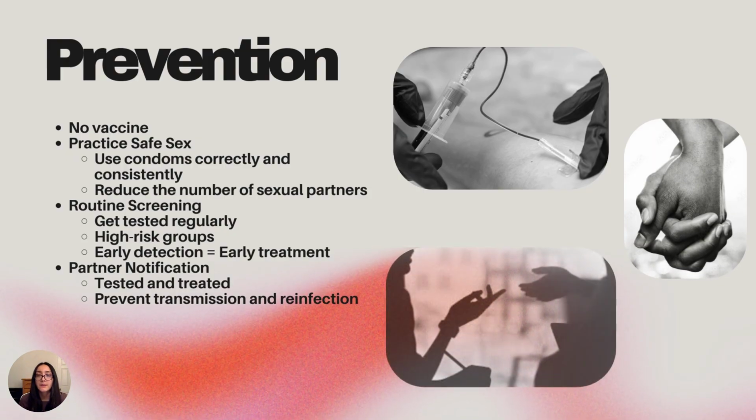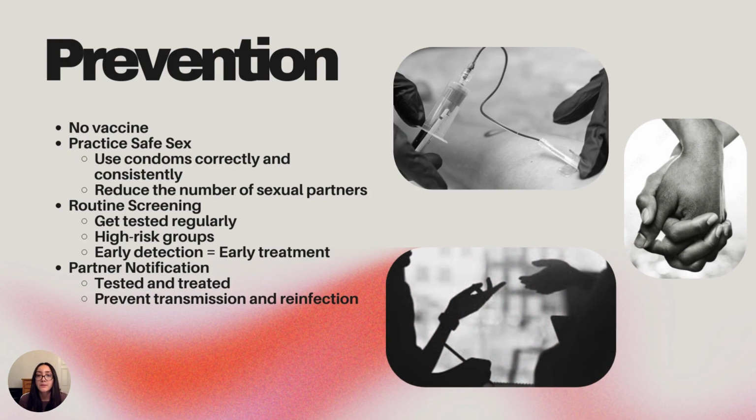There is currently no vaccine for syphilis, so prevention relies on safe practices and early detection. Practicing safe sex is one of the most effective ways to reduce the risk. This includes using condoms correctly and consistently, although that's not foolproof, and reducing the number of sexual partners. Routine screening is also important, especially for people in high-risk groups like men who have sex with men, and getting tested regularly allows for early detection and early treatment.